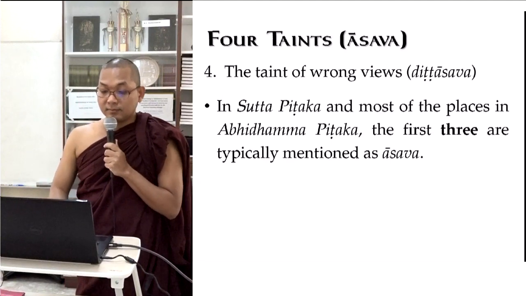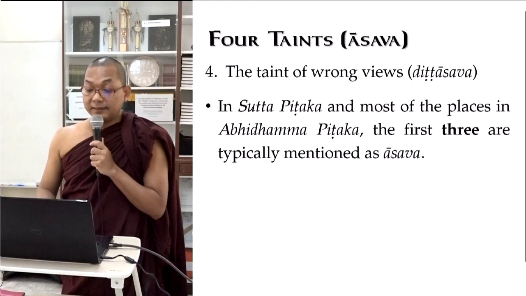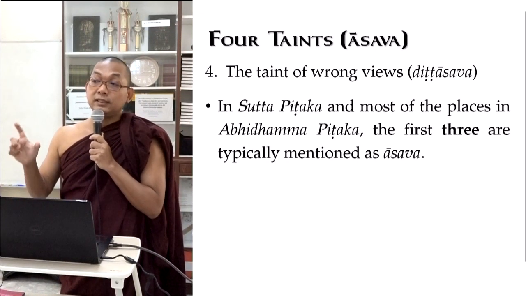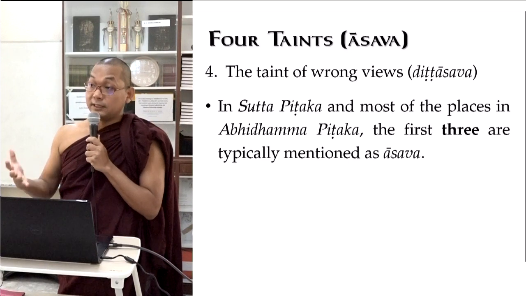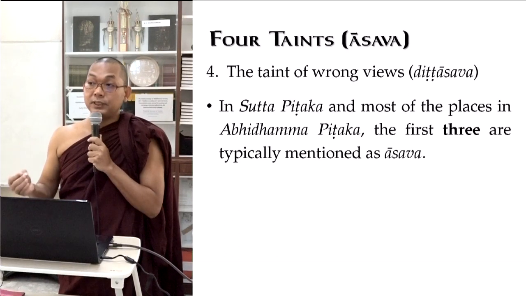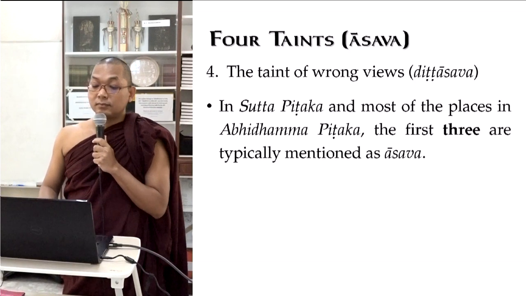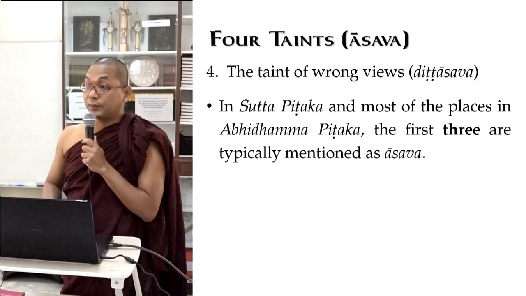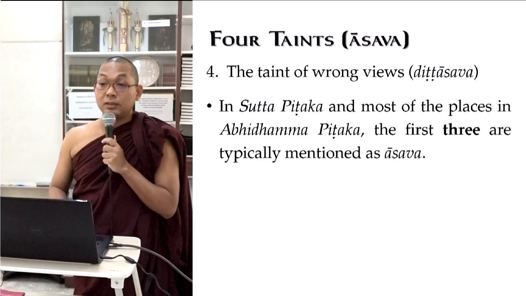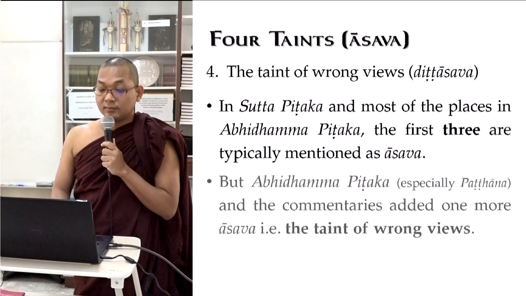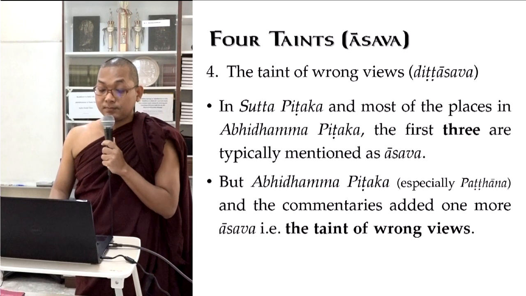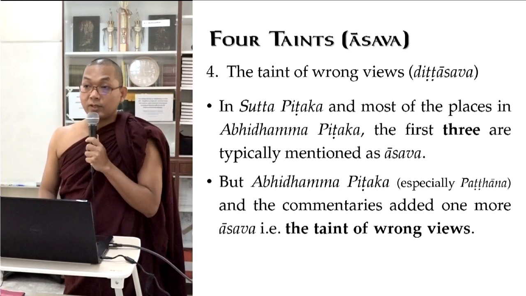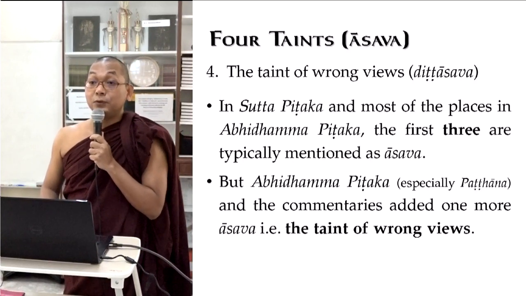In the Sutta Pitaka, and in most places in the Abhidhamma Pitaka, only the first three are mentioned as the āsava. The first three, that means sensory desire. Only these three are mentioned as the āsava. The taint of wrong view is not mentioned as an āsava, not only in the Sutta Pitaka but also in some places in the Abhidhamma Pitaka. But the commentaries added one more āsava, that is the taints of wrong views. So it became four taints. Normally we have only three taints.